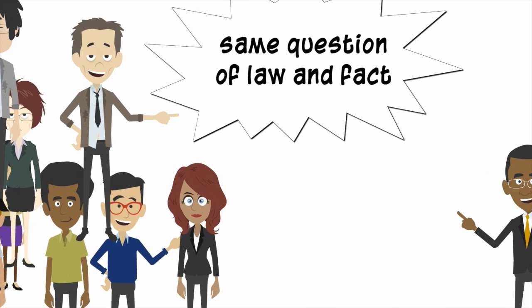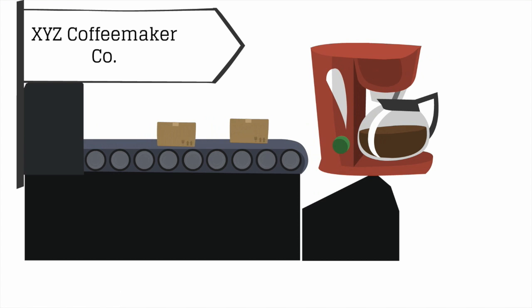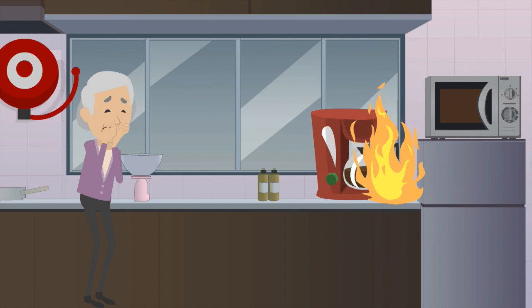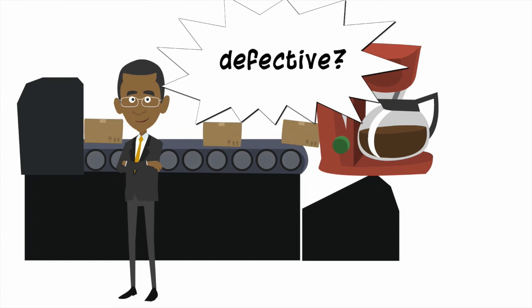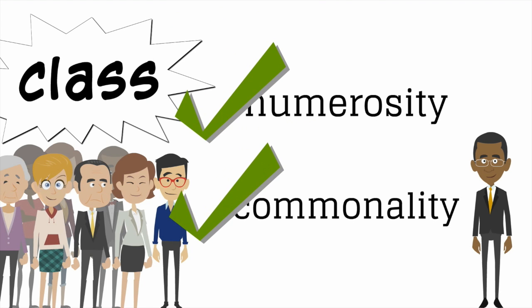Our next requirement is commonality, and that means the members of the class have at least one common question of law and fact. So let's say we have a company that makes coffee makers, and a number of people complain that the coffee makers catch on fire. So a common issue of fact could be that each member of the class bought an XYZ coffee maker. And a common legal issue for each of the class members could be, did the manufacturer create a defective product? So if we have many people who bought the same coffee maker and it caught on fire, we should have a class based on numerosity and because each of them has a common issue of law and fact.